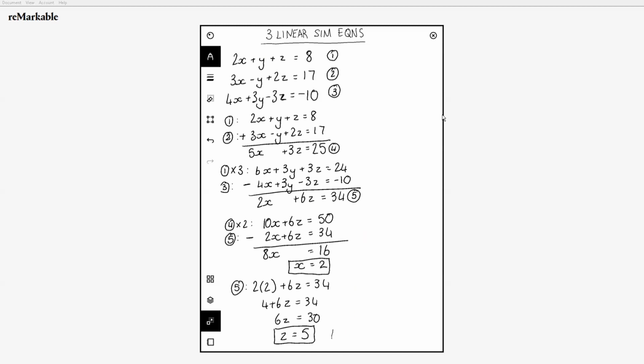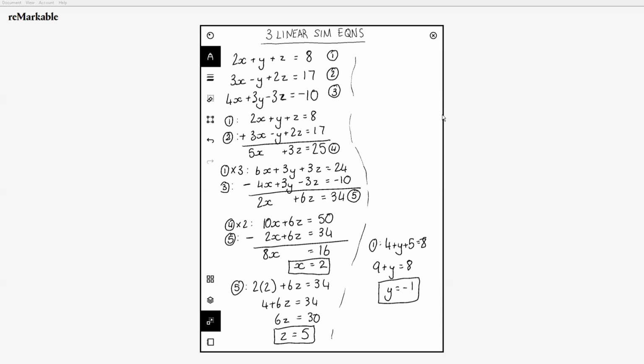I'm just going to do it over here for ease. So equation 1 was 2 times 2, which is 4, because we're putting our x value in over here, plus y plus z, which is 5, equals 8. So now we have 9 plus y equals 8. So y equals -1. And you can put all of those values back into your equations to make sure they're correct. And we would find out, thankfully, that they are. And yeah, that's how you do it.